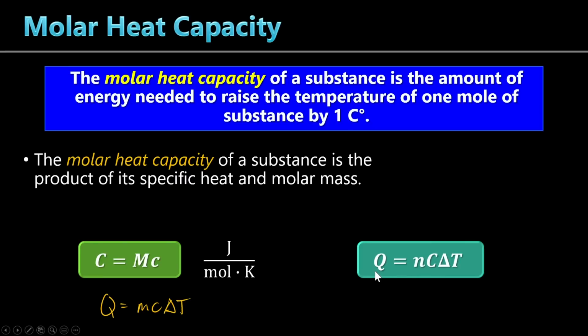Okay? So, we now have the formula for finding the heat added or released by an ideal gas which is equal to N times C, capital letter C, delta T. This is the number of moles and this is the molar heat capacity. Naiintindihan po ba? Yes. Okay.